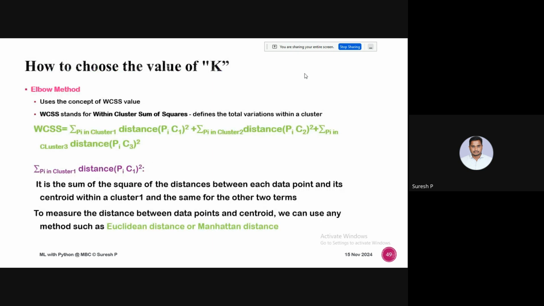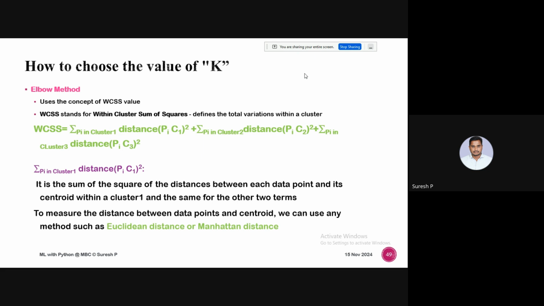Now, I said that whenever we have different data points, we have to choose the k value. The k value means the number of clusters to be created. That may be 2, or 5, or 10. So how do we choose the k value? That is very important. Either you can choose the k value randomly, but if chosen randomly, it may not be correct. That may not be an optimized k value.